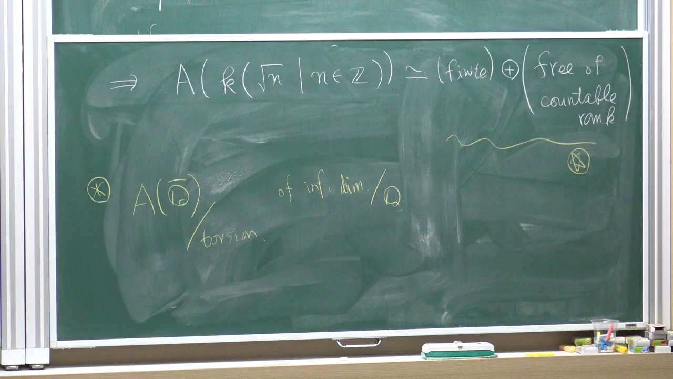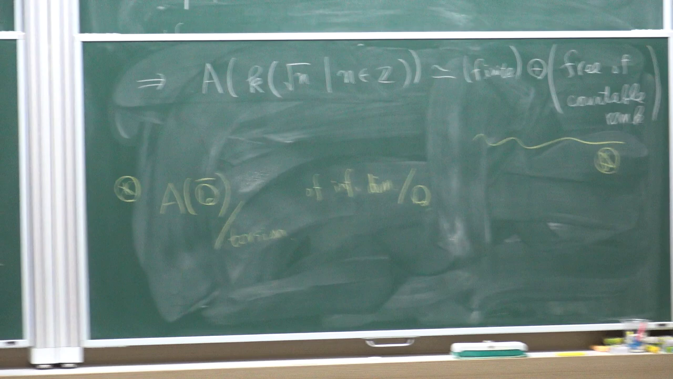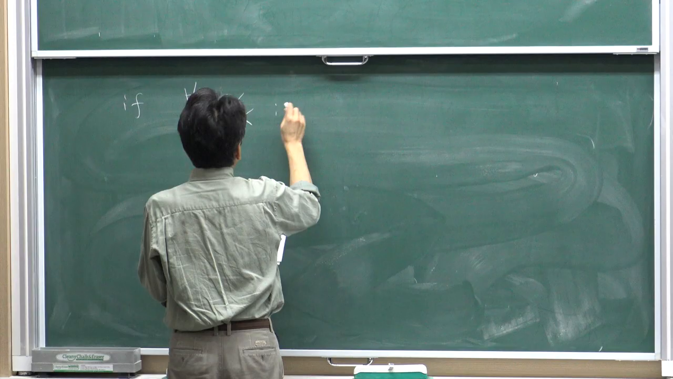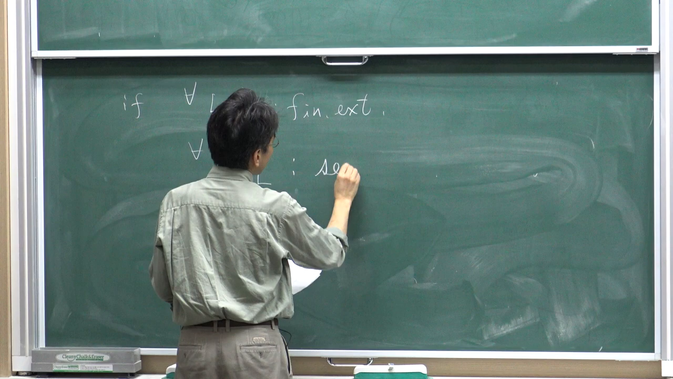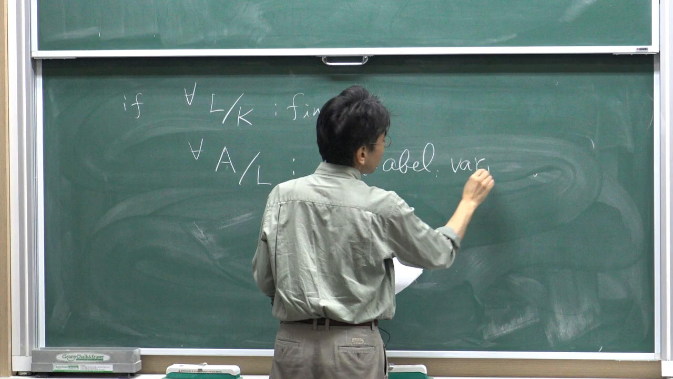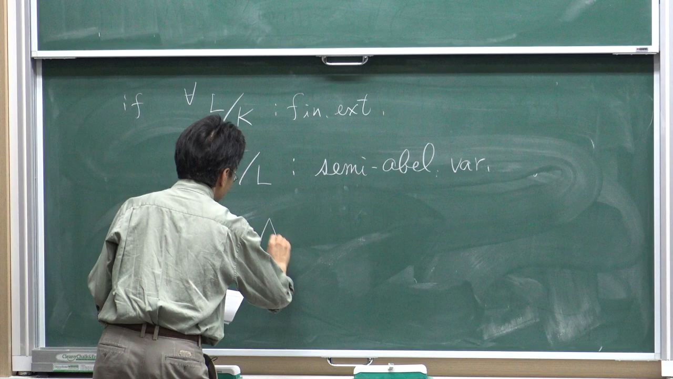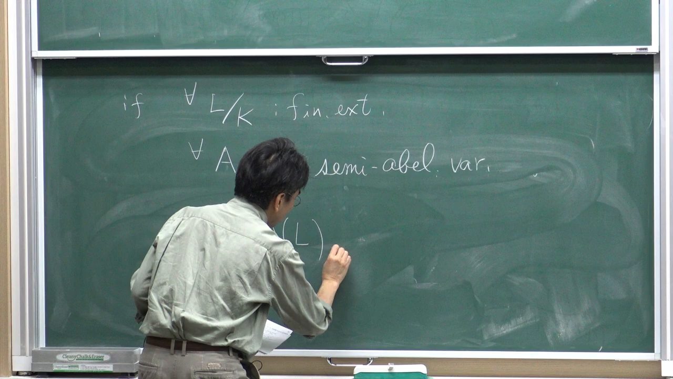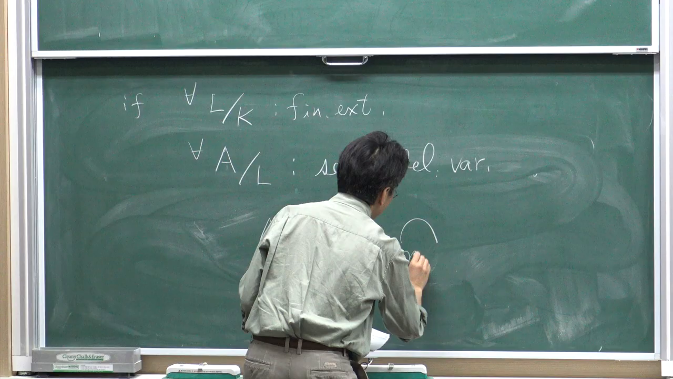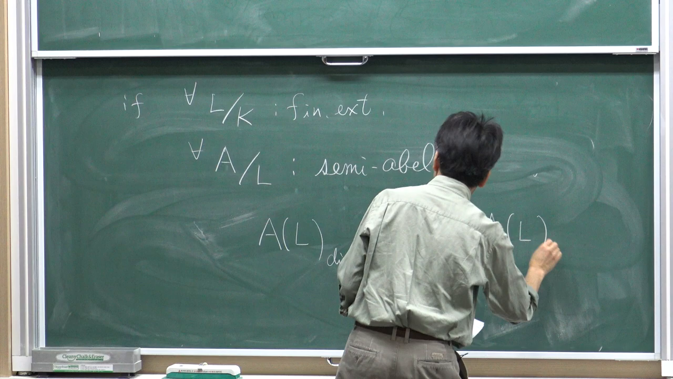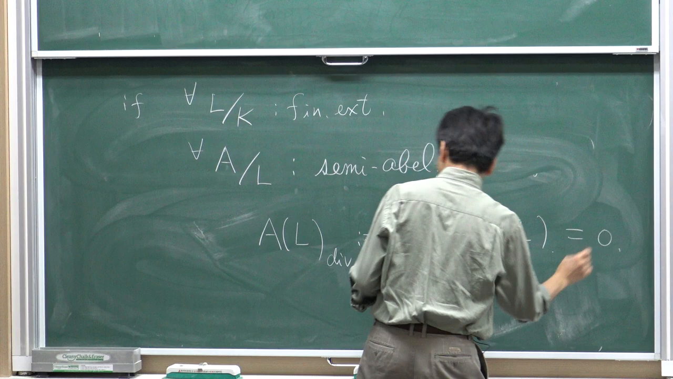If for any finite extension and for any A, where A is a semi-abelian variety, this group has a divisible part, the maximal divisible part. So if this is zero, then it is called Kummer-faithful.